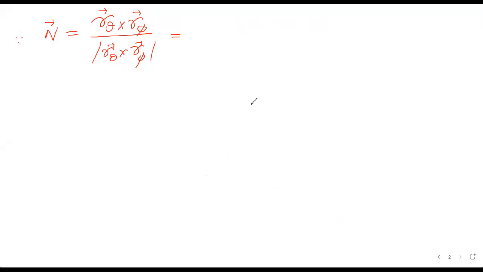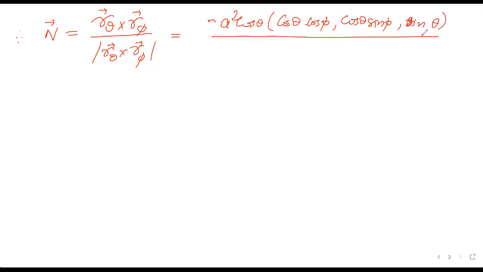Okay, so I want to find n. We don't need n right now here, but let's find it. If you want to find n, you can find it. It will be coming minus a square cos theta cos phi, cos theta sin phi, and it will be sin theta, upon, when we take its mod it will be a square cos theta. No, we found n, I will be using it. So this will cancel out.